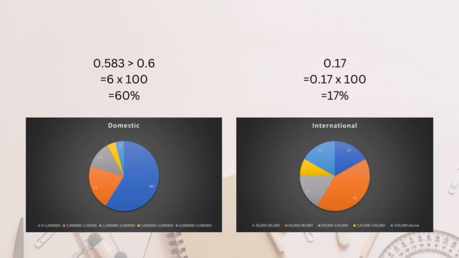Next, this slide shows the pie chart. For the first step, we must find the percentage of each dataset. For example, as you can see here, 0.583 is rounded off to 0.6. Then 0.6 multiplied by 100 gives the answer 60%. So from this step, we can find the percentage of each dataset.